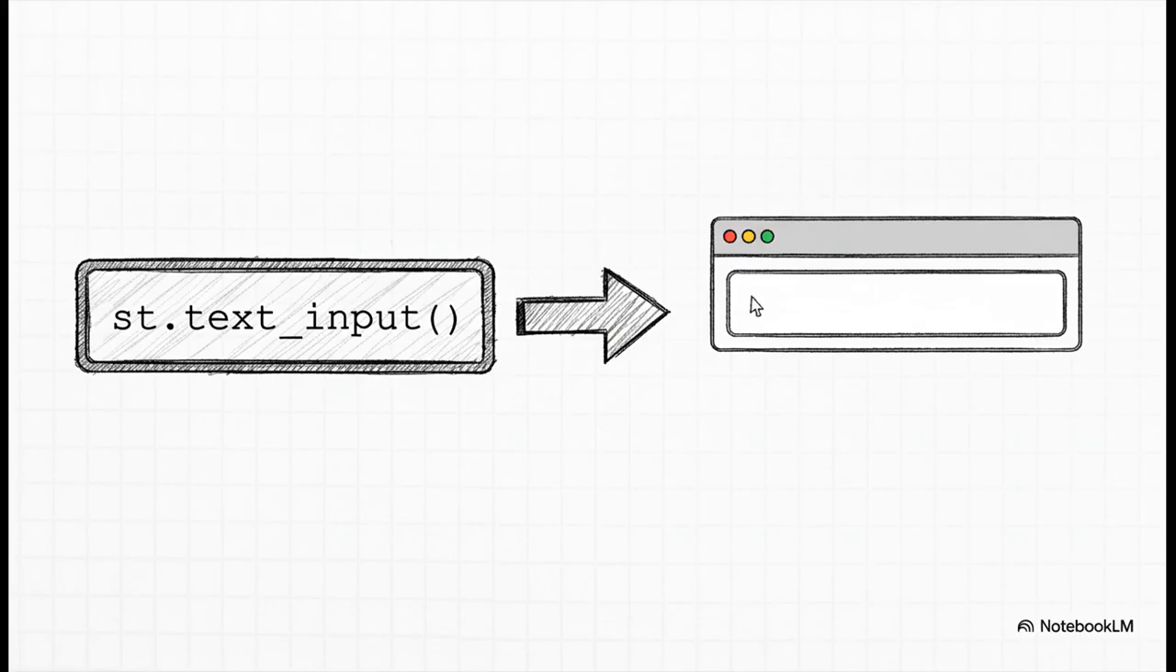Boom, it's just that. A single, simple line of code: user_input = st.text_input. That's it. You get a fully functional text box. And the best part is that whatever the user types is instantly saved into that user_input variable, ready for you to use in your Python logic.